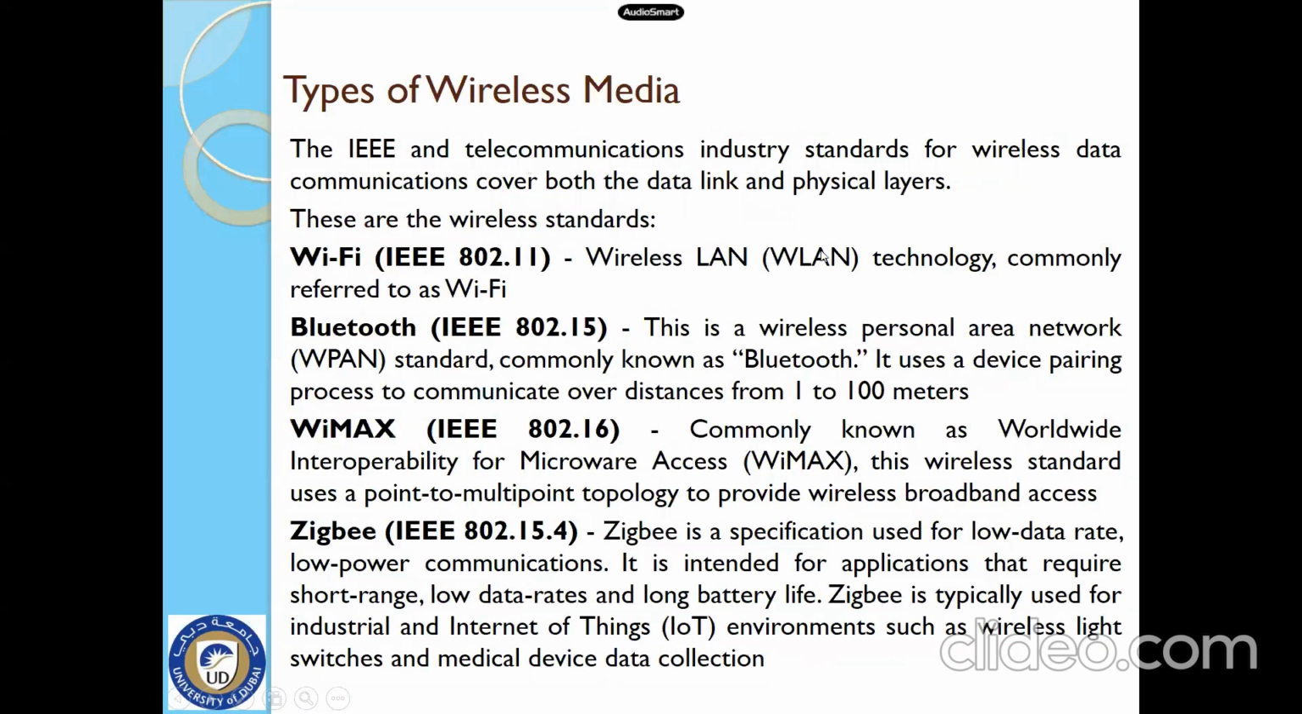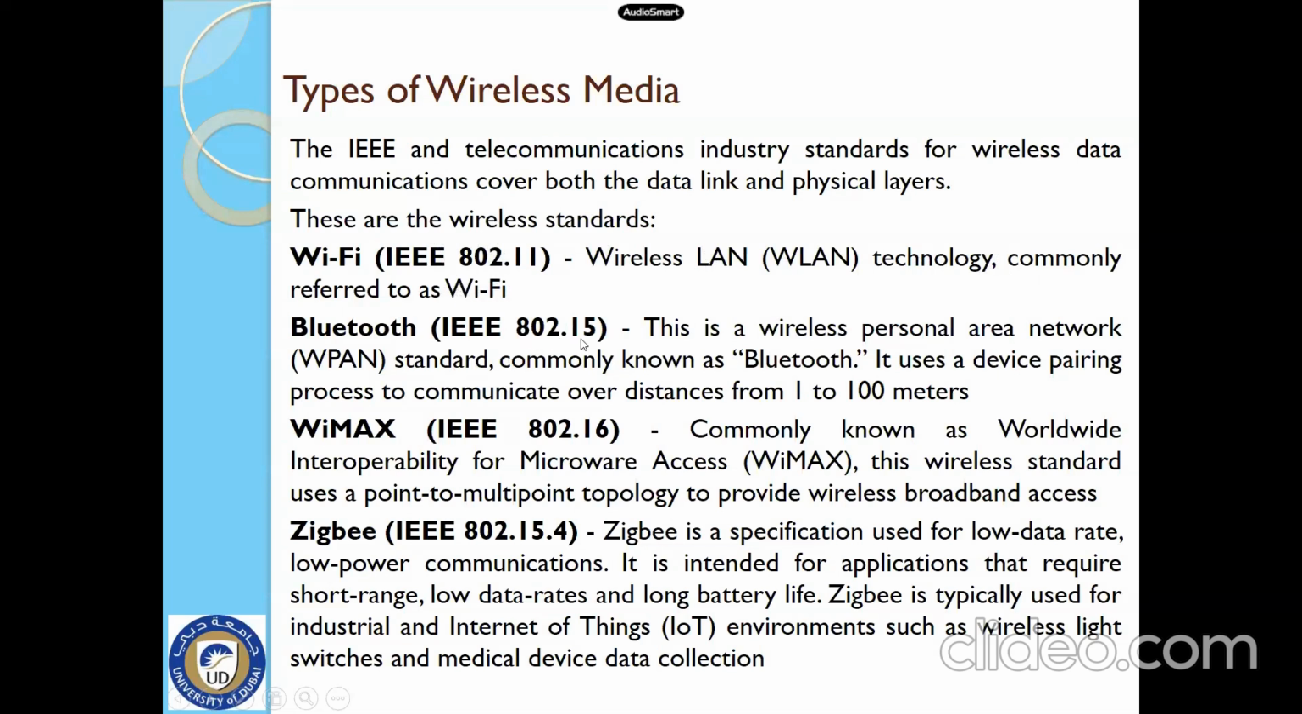Now, there are many types of wireless media. The association or organization responsible for wireless media is the IEEE. There are different technologies, and IEEE 802, I believe, is the one responsible for wireless standards in general. So 802.11 is for the LAN. That's for our Wi-Fi, home Wi-Fi, commonly referred to as the Wi-Fi.